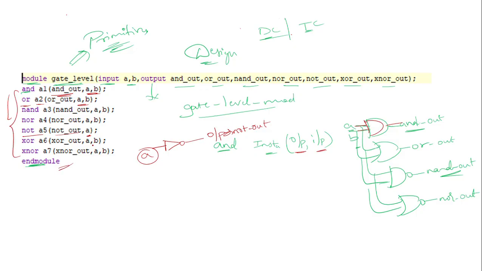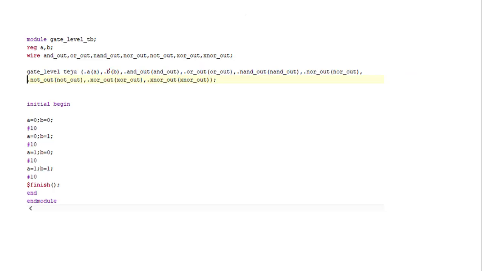So start with module and end with endmodule. It seems like this is gate level modeling, which means you can represent everything at the gate level. That's why it is called gate level modeling. So until now we saw the design block. Now you can write the test bench here.